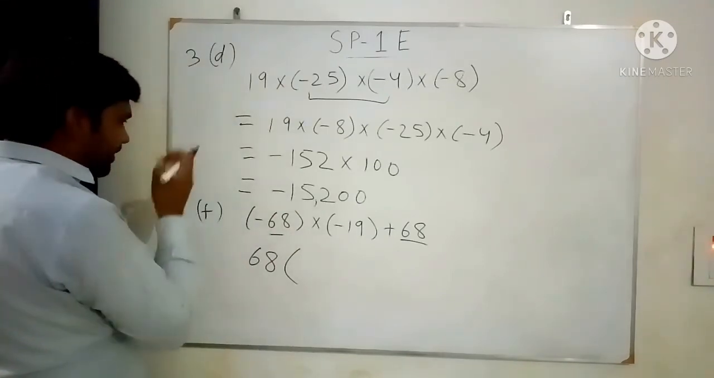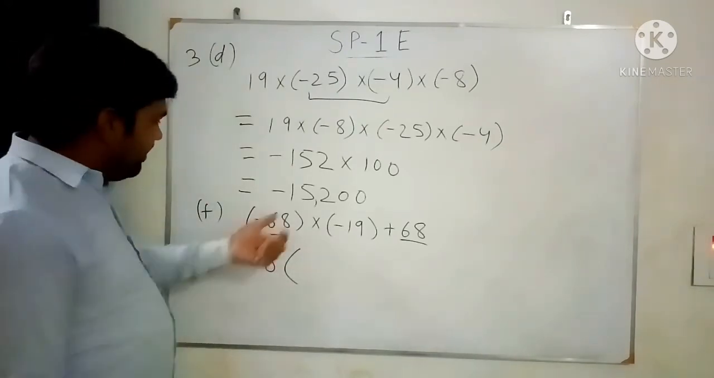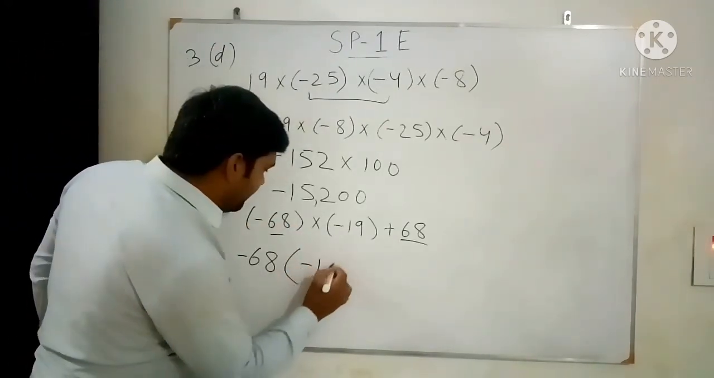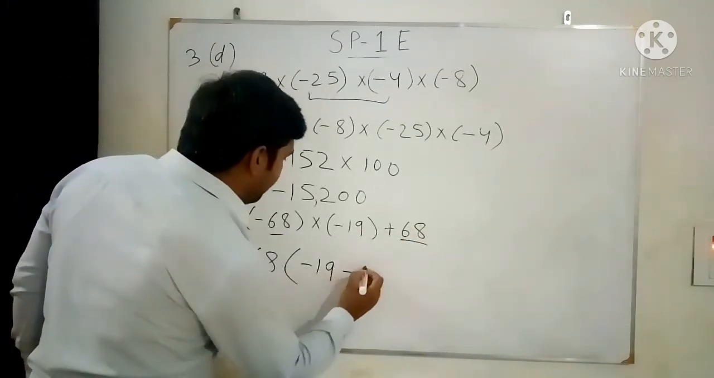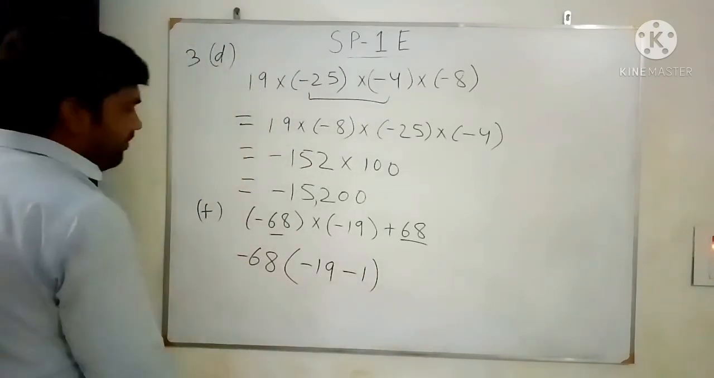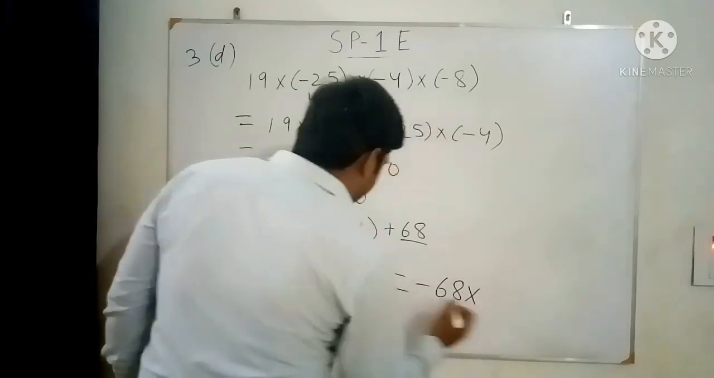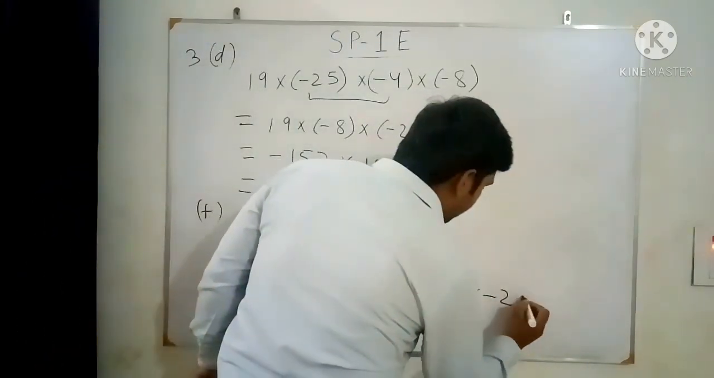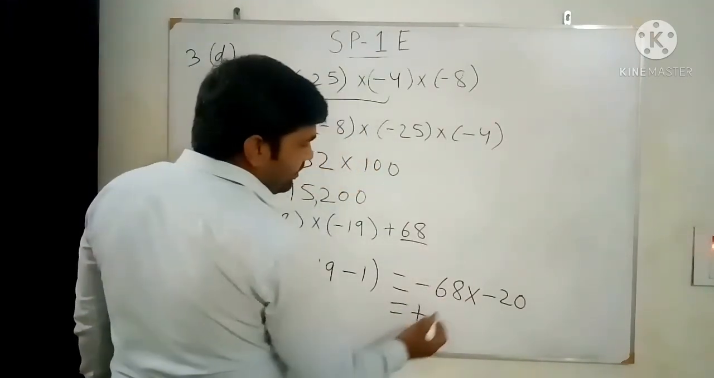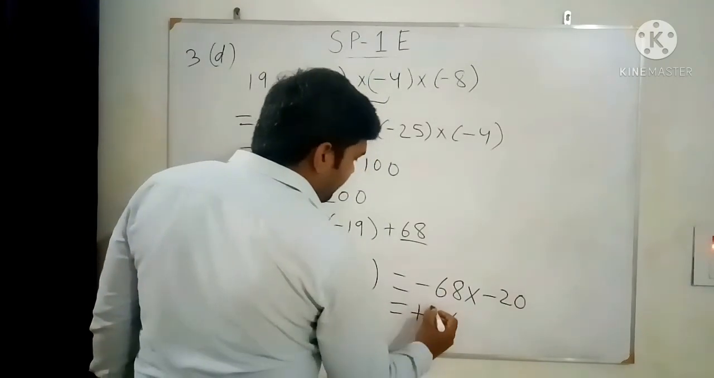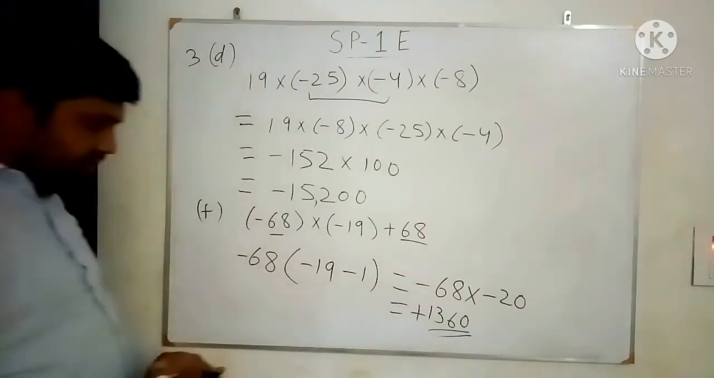Or we can take minus 68 common, no problem. So minus 68 we have taken common and it will be cancelled, so here minus 19 will be left. And when you divide 68 by minus 68, you will get minus 1. After that, minus 68 multiply minus 19 minus 1 gives you minus 20. When you multiply, minus minus is plus. 68 times 20 is 1360, so 1360 you get as the product.